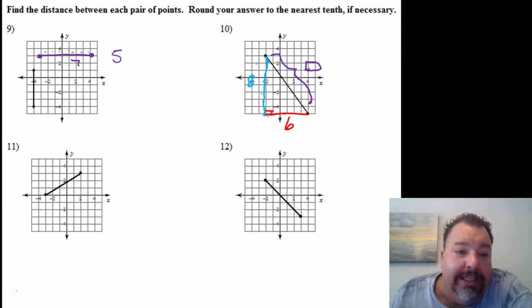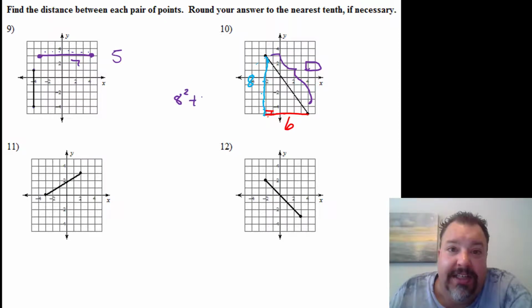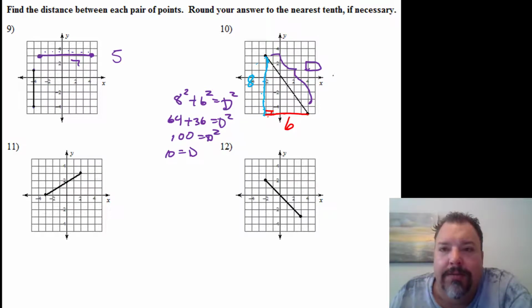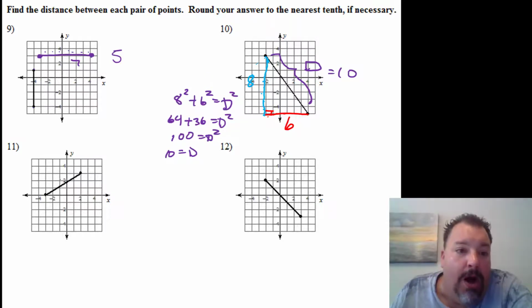So now we can use what? The Pythagorean theorem. So we've got 8 squared plus 6 squared is equal to D squared. And we already did this before. We got 64 plus 36 is equal to D squared. That comes out to 100 is equal to D squared. So D comes out to 10. Oh, wow. So again, we can't just count it. We have to calculate it, but we can calculate it by turning this into a right triangle and using the Pythagorean theorem.